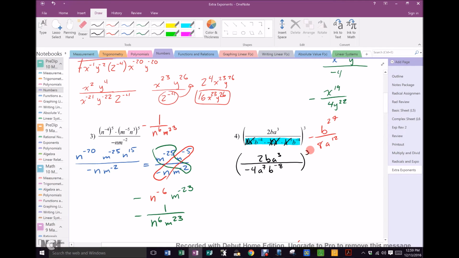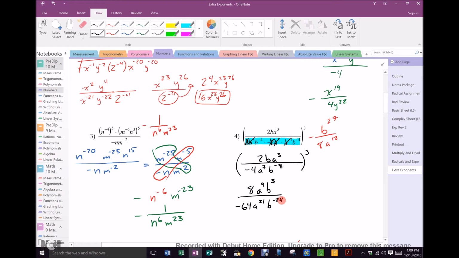Where does that 3 go? Everywhere, right? Yeah. So I get 2 cubed, which is 8. A to the what? 9. B to the what? 3. Everybody agree with the top? Over negative 4 cubed is negative 64. A to the 21. B to the negative 24. Is everybody still okay?